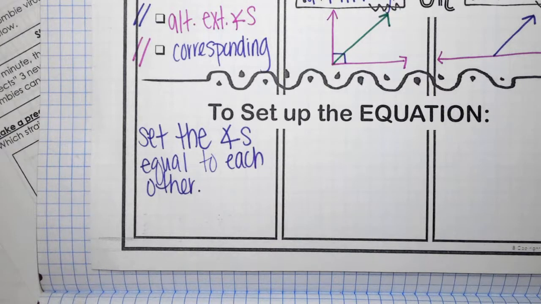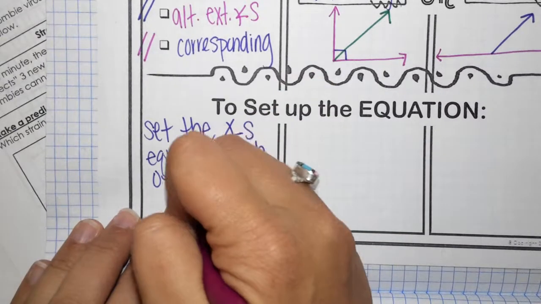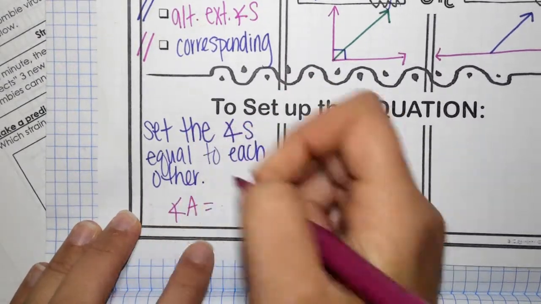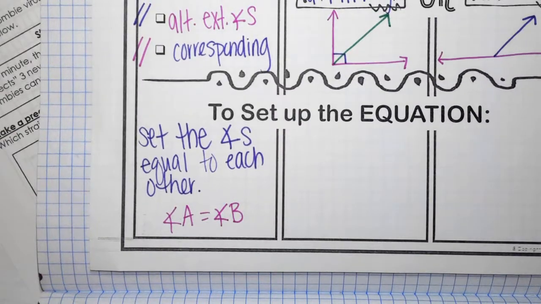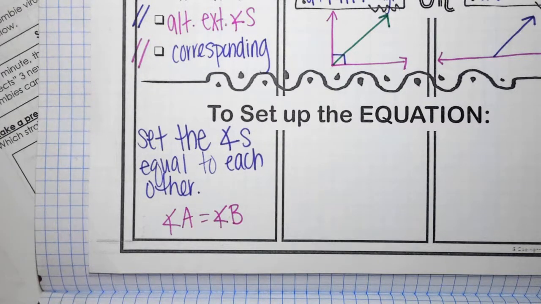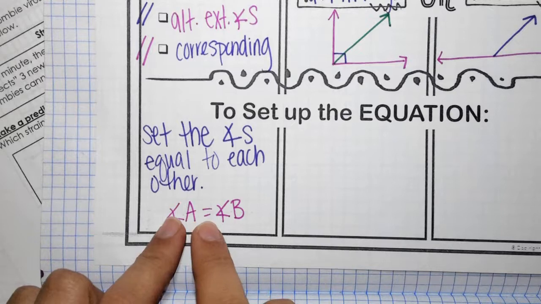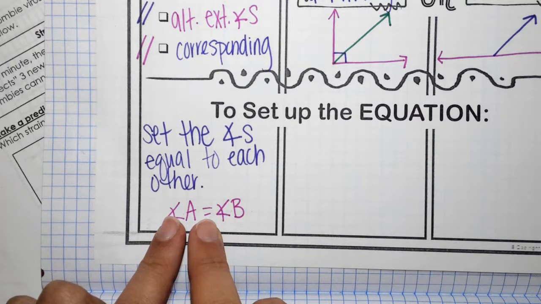So if angle A and angle B were alternate interior angles, we would say that angle A is equal to angle B. You guess? Well, if they're congruent, that means they're equal, so you set them equal. This is not anything mind-blowing yet, children.